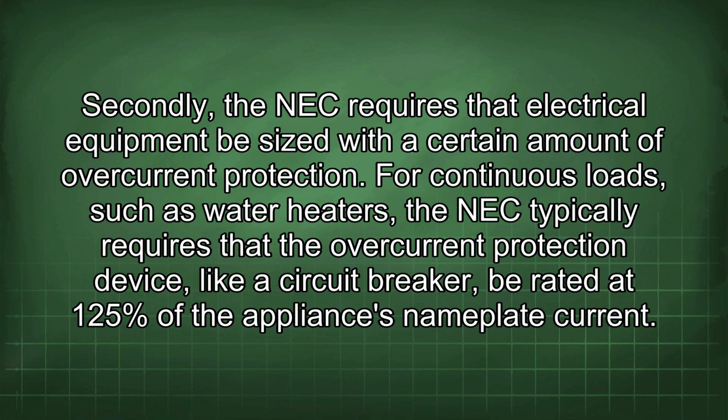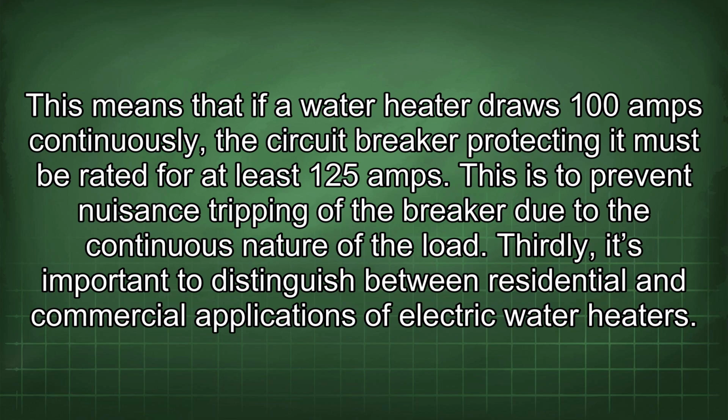Secondly, the NEC requires that electrical equipment be sized with a certain amount of overcurrent protection. For a continuous load, such as water heaters, the NEC typically requires that the overcurrent protection device, like a circuit breaker, be rated at 125% of the appliance's nameplate current. This means that if a water heater draws 100 amps continuously, the circuit breaker protecting it must be rated for at least 125 amps. This is to prevent nuisance tripping of the breaker due to the continuous nature of the load.